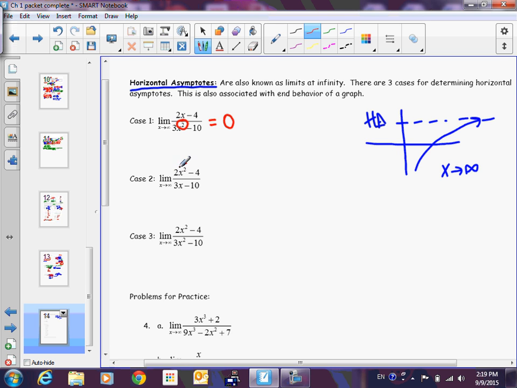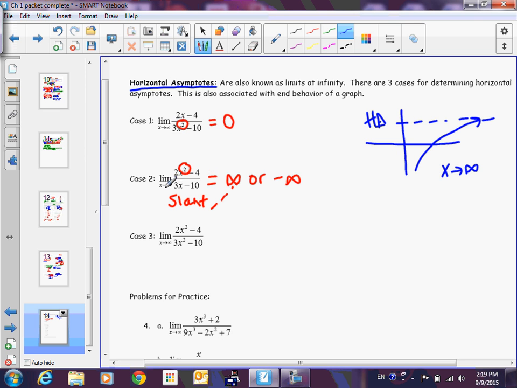Okay, what if the degree on top is bigger? What did you guys say? Slant. Well, think about what a slant does. It goes up and up and up and up, and now we call that up and up infinity. So right here, your answer is either infinity or negative infinity, and the way you're going to decide is through common sense.